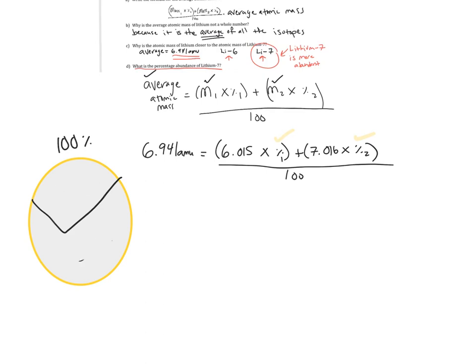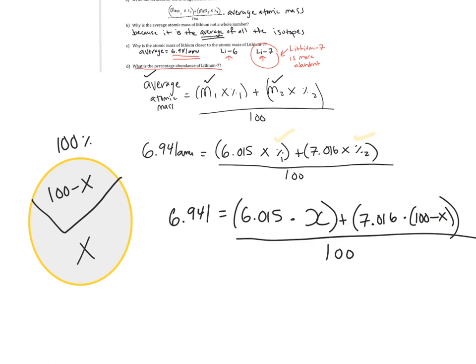Let's use another example. What if this lithium is 90%? How much is the other one? It will be 10%. How do you know that? It's 100 minus. So if this one is x, this one will be 100 minus x. So we'll plug in x for percent 1 and 100 minus x for percent 2. Do you see what I did here? I put x for our first percentage, and 100 minus x for our second percentage. Now I can simply solve for x.